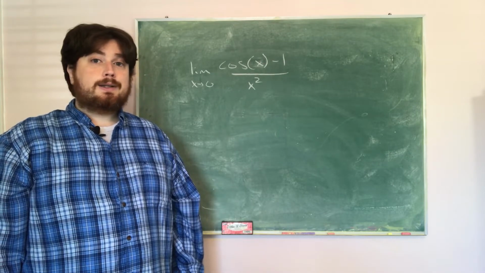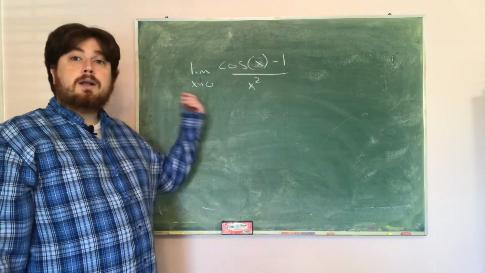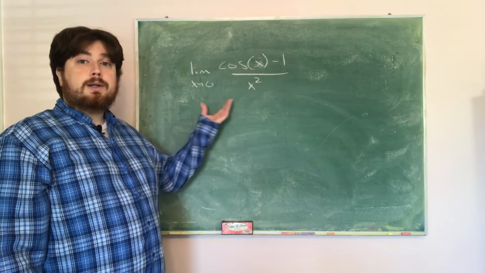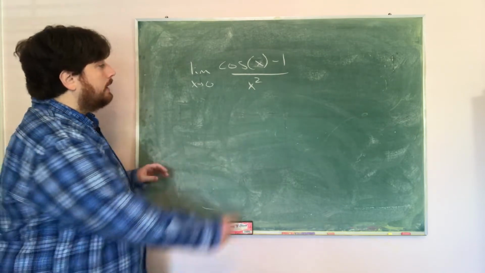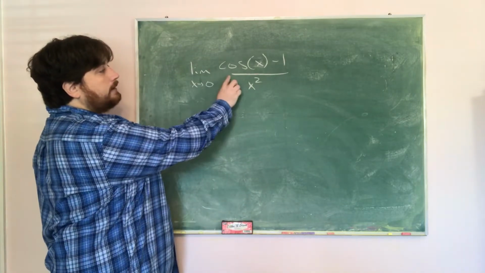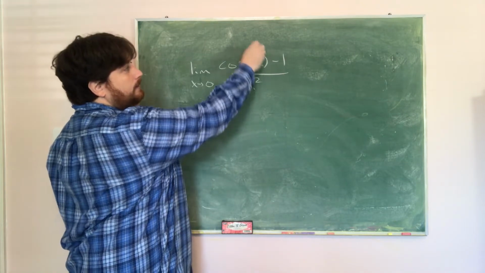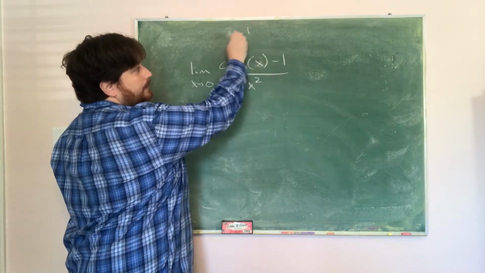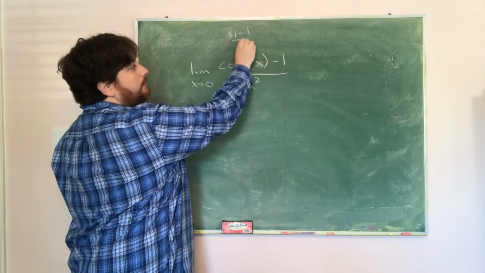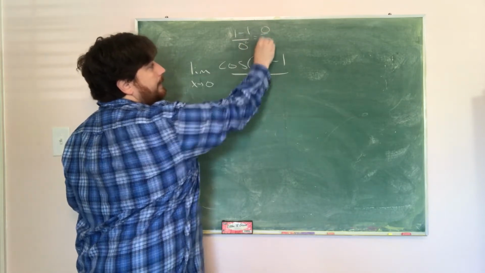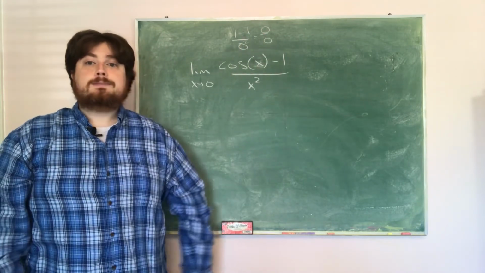Let's get another limit. As we calculate this limit, again, as we do with limits, we want to evaluate at the point 0 to see what happens. If I plug 0 in for x, what I have is cosine of 0, which is 1, minus 1, all over 0 squared, and we end up with something that looks like 0 over 0.